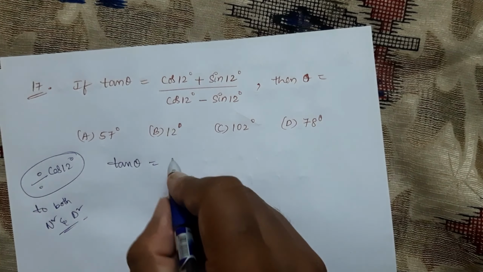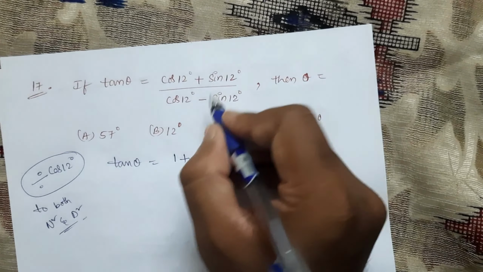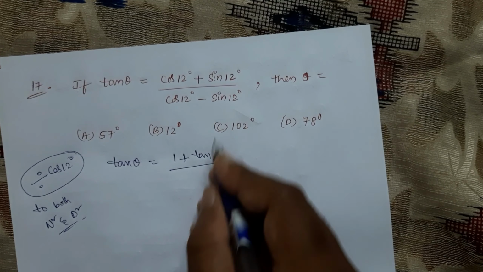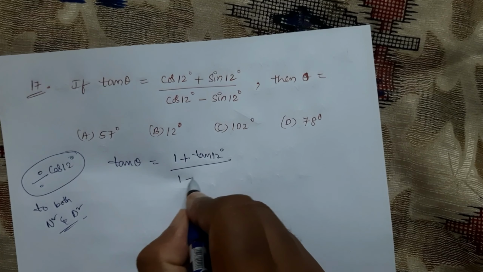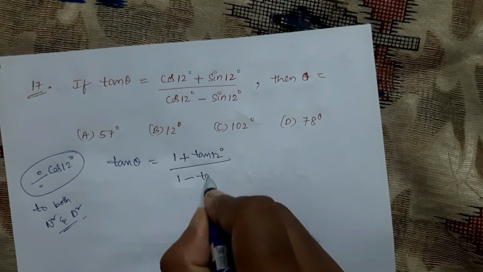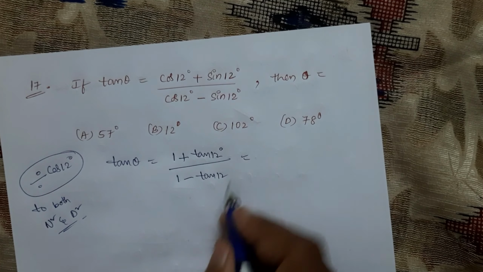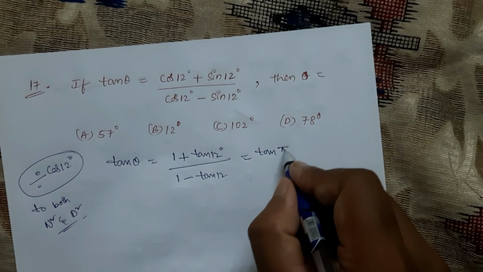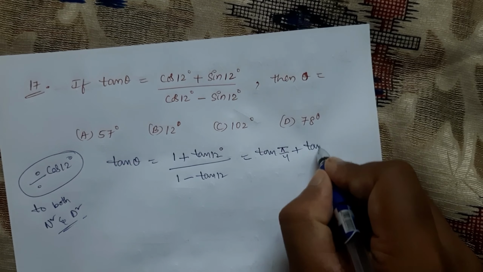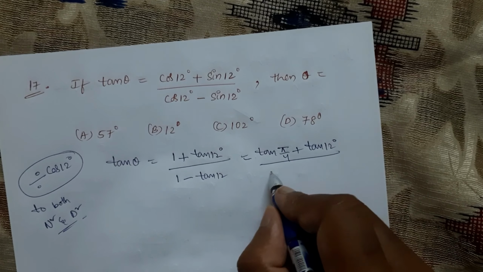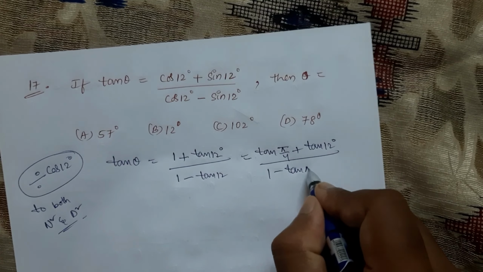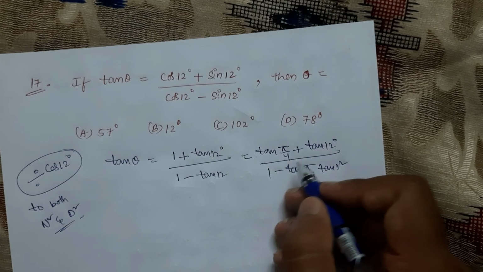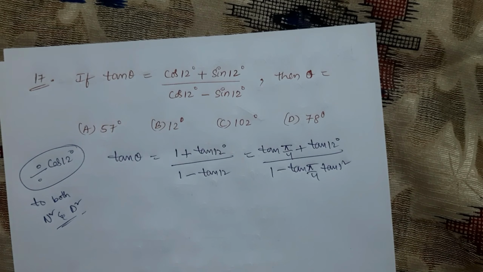Cos 12 by cos 12 becomes 1, plus sin 12 by cos 12 becomes tan 12 degrees, divided by cos 12 by cos 12 is 1, minus sin 12 by cos 12 is tan 12. Now we can write 1 as tan pi by 4, so it is tan pi by 4 plus tan 12 degrees divided by 1 minus tan pi by 4 into tan 12 degrees. Here we can write tan pi by 4, or otherwise 45 degrees also.